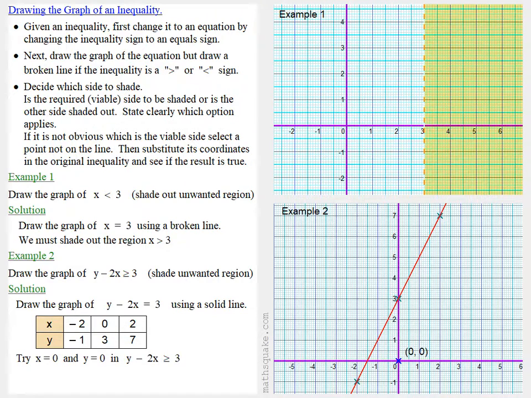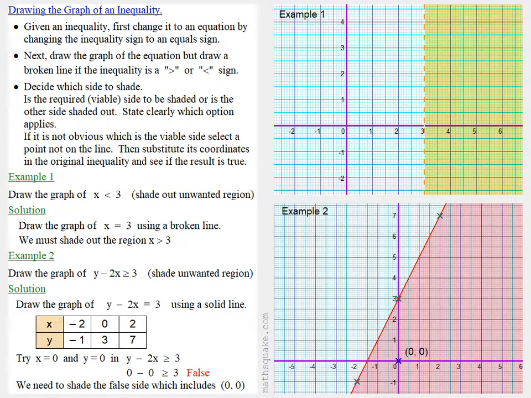Well, let's choose a point not on the line, say 0, 0 for example, and substitute 0 into y and 0 into x, and we get 0 minus 0 is greater or equal to 3. Now that's obviously false. 0 is not greater than 3, and therefore 0, 0 is on the side which needs to be shaded. So we shade the right-hand side, and that's our solution.